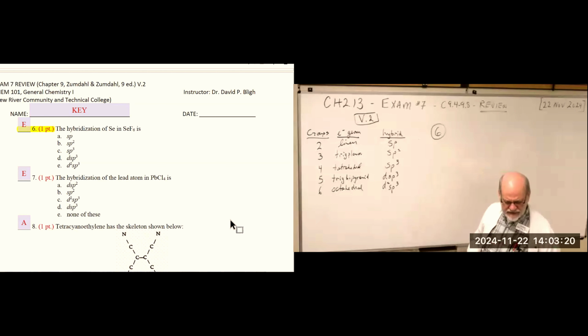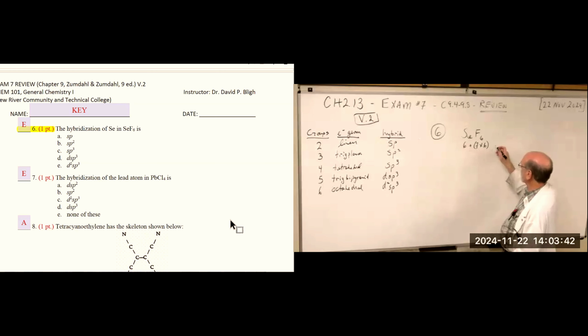Hybridization of selenium in selenium hexafluoride. So if we start from scratch, selenium is in the chalcogens. That means it has 6 valence electrons. And halogens have 7, times 6. So that's 42, 48, right? 48 electrons. Okay, so we know that selenium's in the middle.